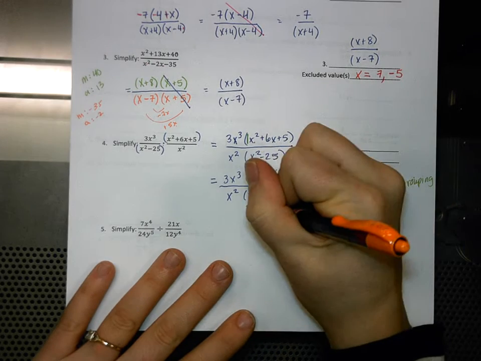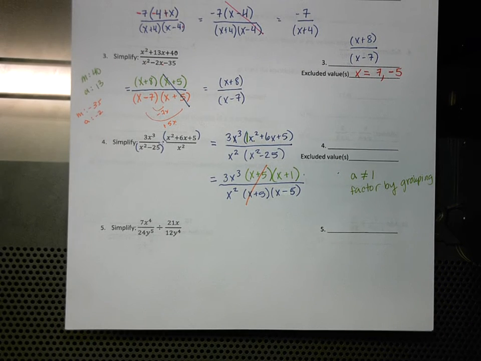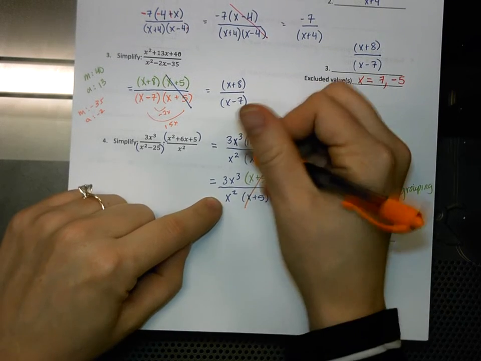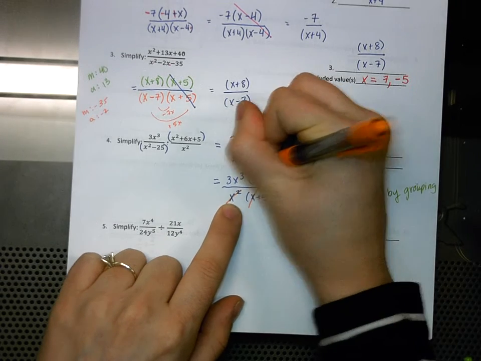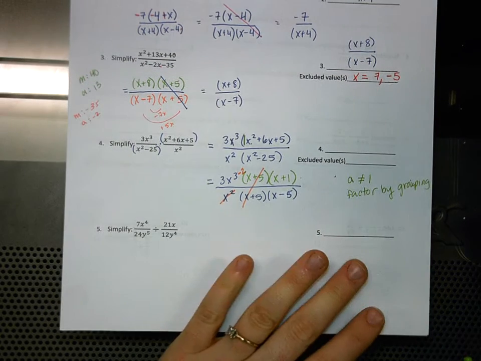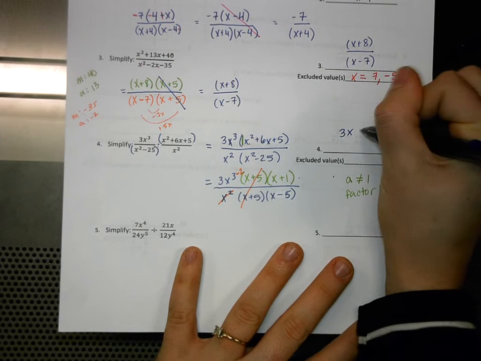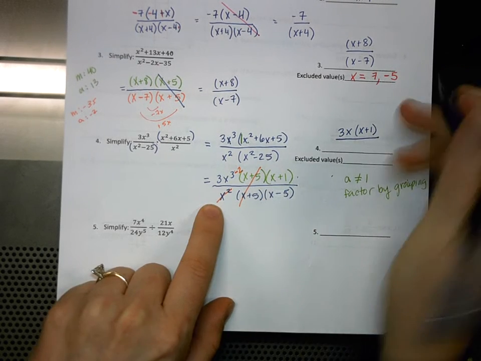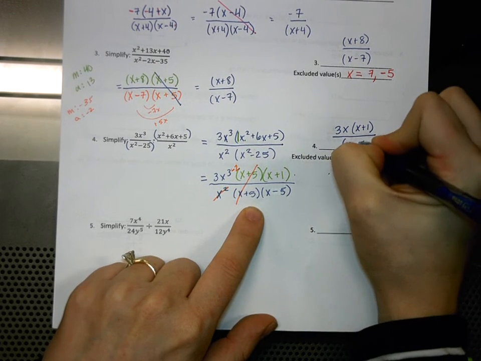x plus 5 over x plus 5 equals 1. So those reduce. Does anything else reduce? The x's. So x cubed over x squared equals 3x. I'm going to take these two x's that are in the denominator and subtract them from the 3 in the numerator. So that leaves 1 left over. So 3x. I still have an x plus 1 in my numerator. So the x squared reduced, the x plus 5 reduced, so I'm just left with x minus 5 in my denominator.